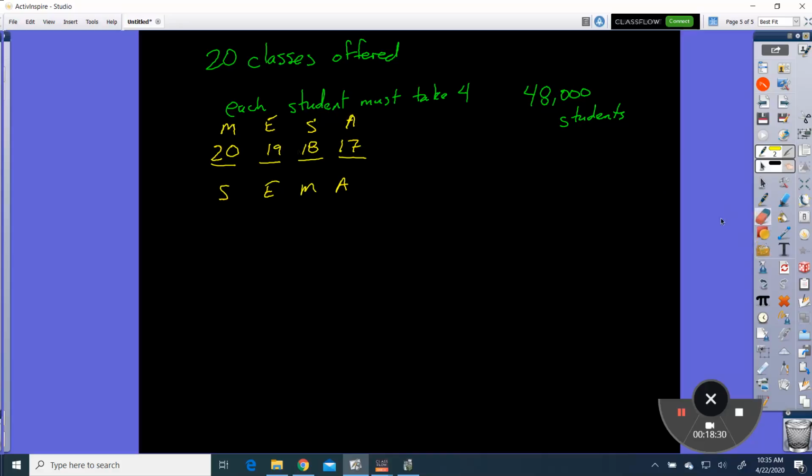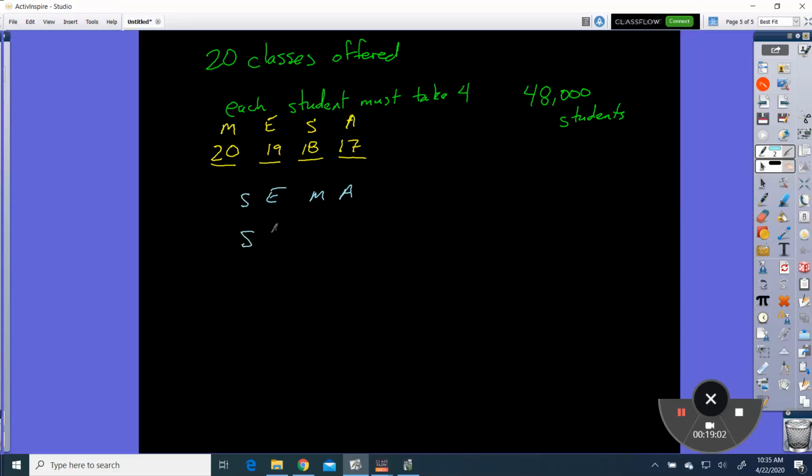So what we've got to do, if students choose independently, how many different course schedules are possible? I guess that's another question we'll have to ask ourselves: does the order matter on this? Is this the same schedule as this?